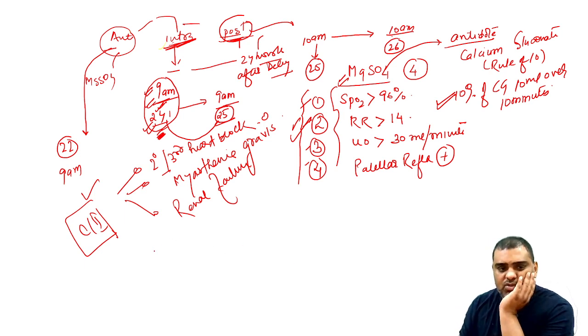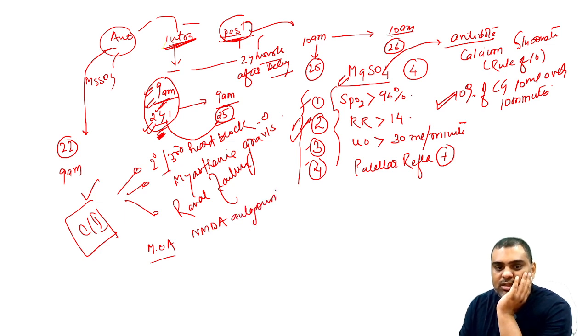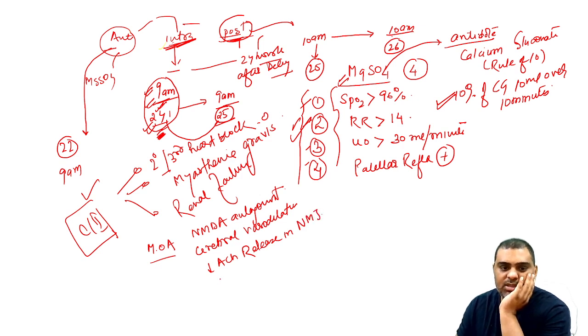Now I'll ask you, what is the mechanism of action? I've told you it is an NMDA antagonist, so it prevents glutamate-induced seizure. It causes cerebral vasodilation. Third, it decreases acetylcholine release at the neuromuscular junction, and decreases the sensitivity of the acetylcholine receptor at the neuromuscular junction.